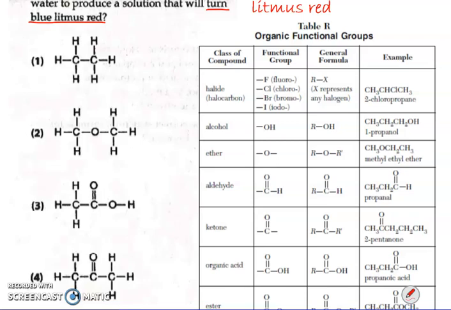When we consider Table R, we're going to look for the organic acids. An organic acid is this thing here, so you're looking for this functional group, COOH, and you're looking for that.